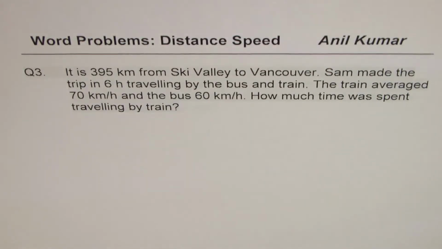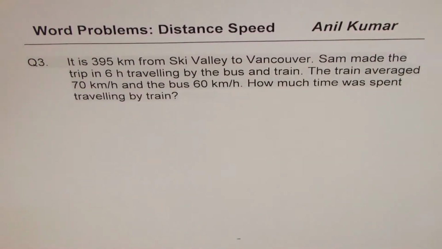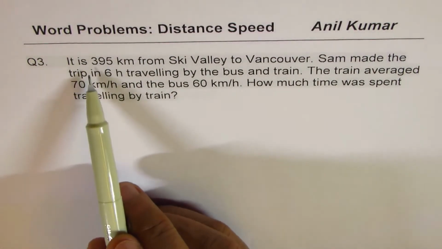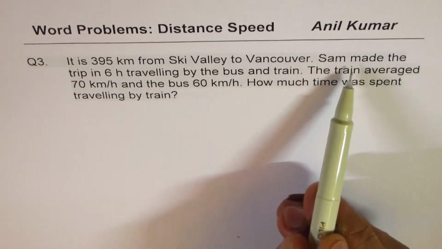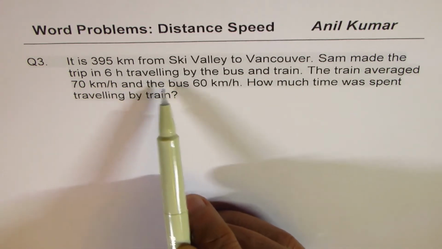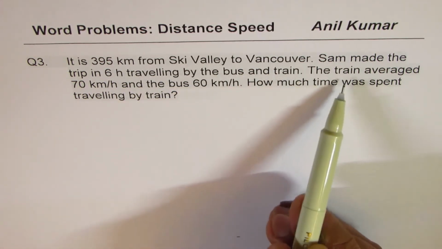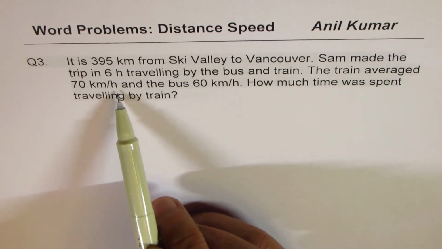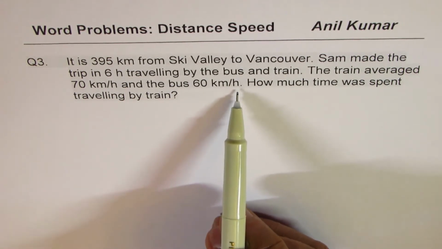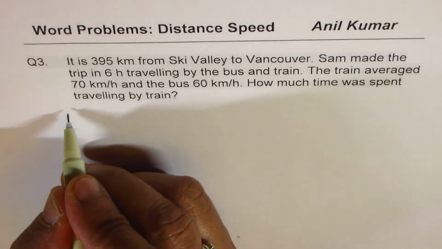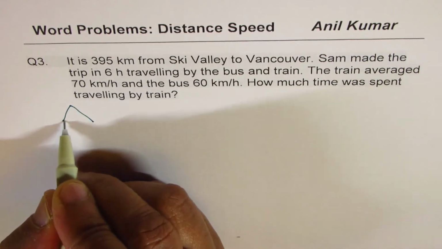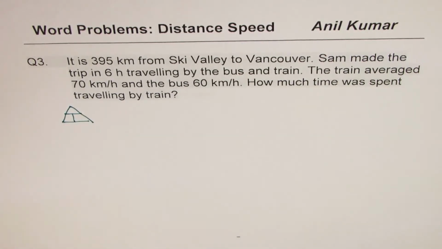Let's move on. Now here is question number 3. Now let us solve question number 3. It is 395 kilometers from Ski Valley to Vancouver. Sam made the trip in 6 hours, traveling by bus and train. The train averaged 70 kilometers per hour and the bus 60 kilometers per hour. How much time was spent traveling by train? So let us write down all the information given to us. First, we'll make this distance time relationship, and then we'll make our table, right?